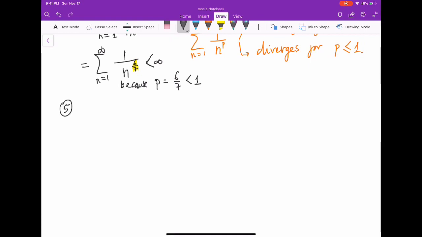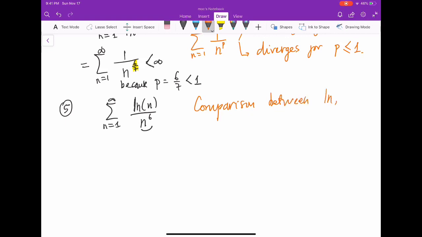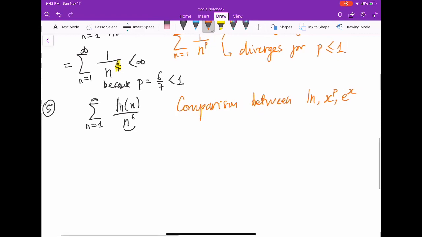Problem 5. We need to consider the convergence of the following series: ln n over n to the 6th, n from 1 to infinity. All right, so that is also a very typical problem when you have ln n and n to the 6th or to any power in here. So in this situation, we need to use a comparison between ln x, x to the p, and then sometimes you need to use e to the x if they give you that. Anyway, I will remind you.